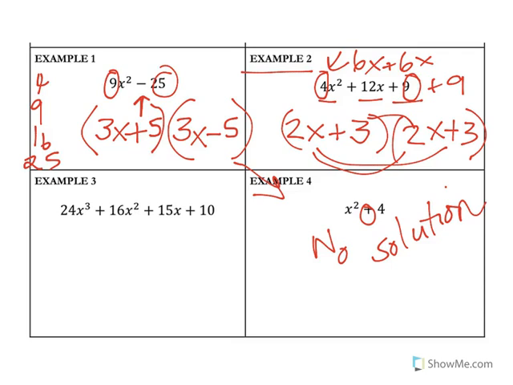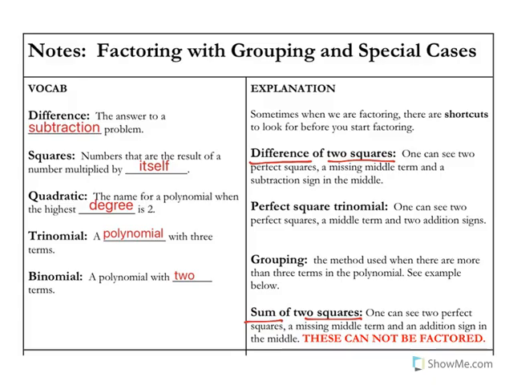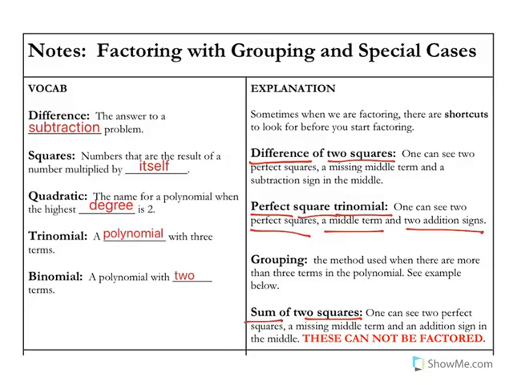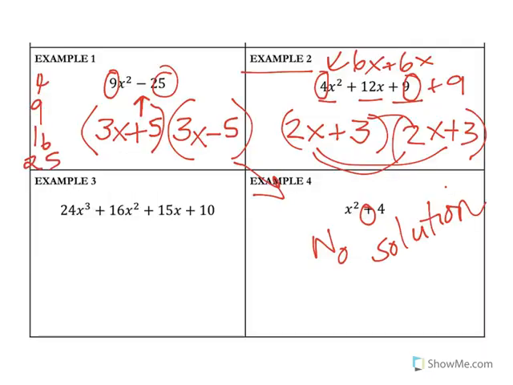All right, example 3. So this example 2 was a perfect square trinomial. 2 perfect squares, a middle term, and 2 addition signs. And finally, this is probably going to be grouping. So let's take a look. There's definitely more than 3 terms, so it's not a trinomial. I see a 3 here as an exponent. That's interesting. So here's what we do for this.